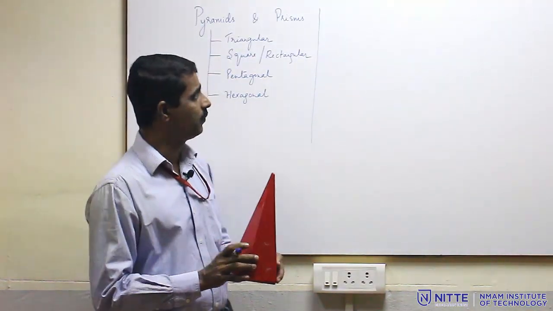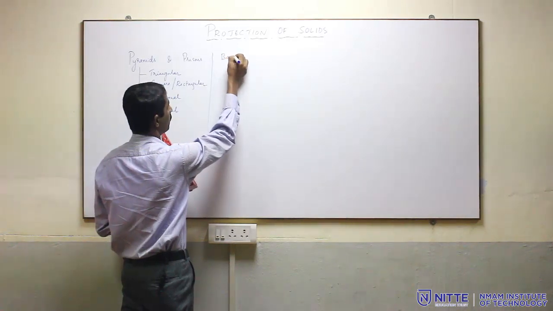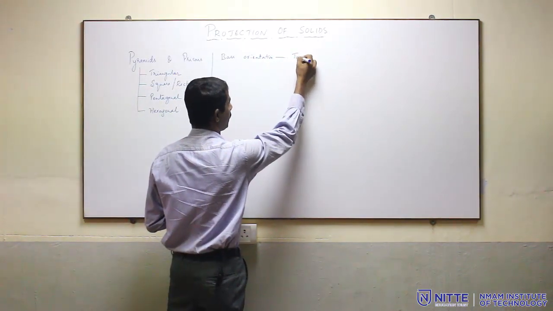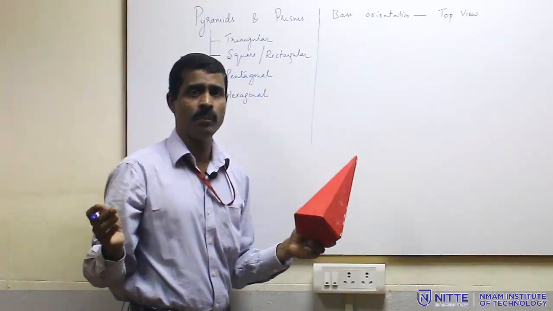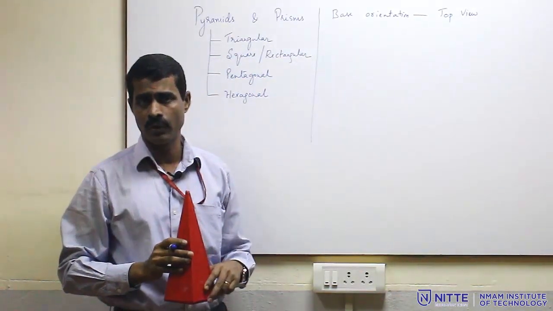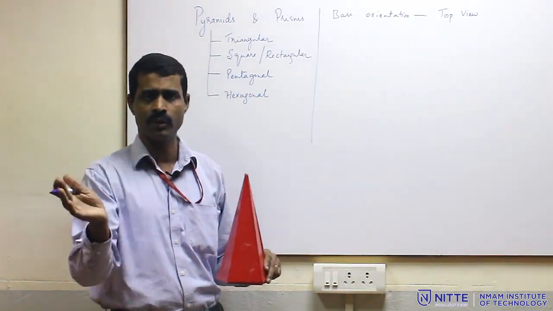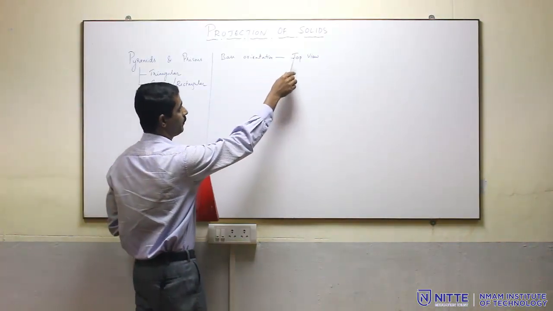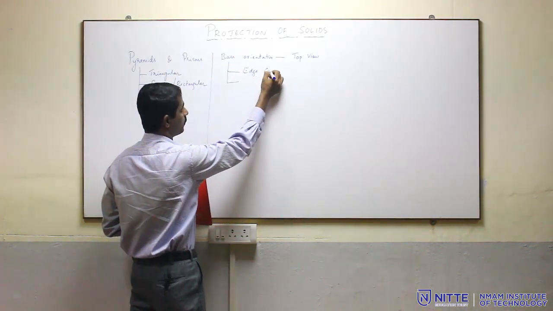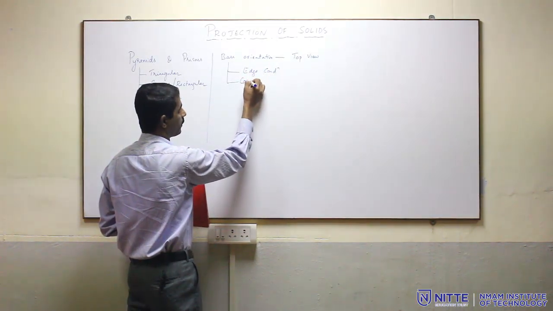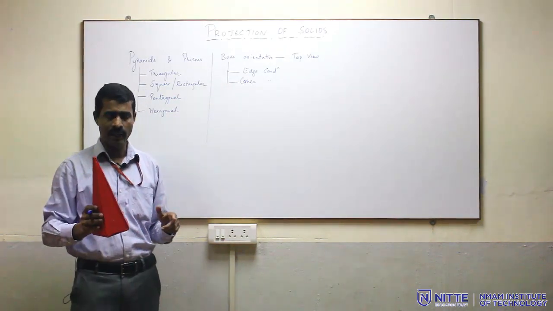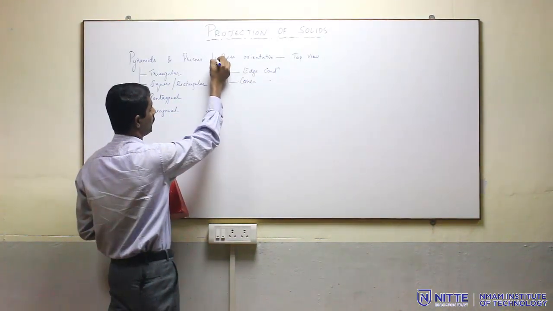So, first we need to look for the base orientation, and we always start with the top view. Unlike in some plane problems where we start with the front view, in solids we always start with the top view in the first step. The second and third steps are very similar to the plane problems we solved. Now, the base orientation could be edge condition or corner condition. Only two conditions, either a corner or an edge condition.